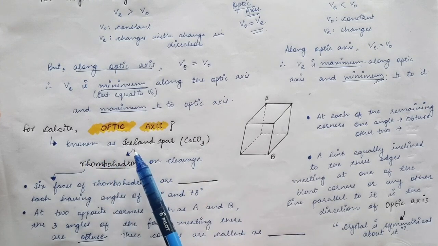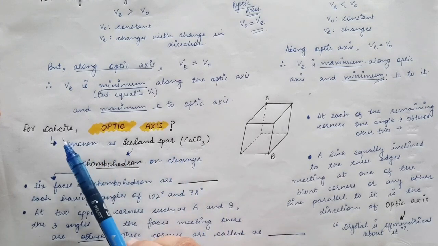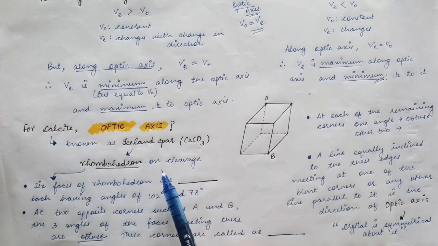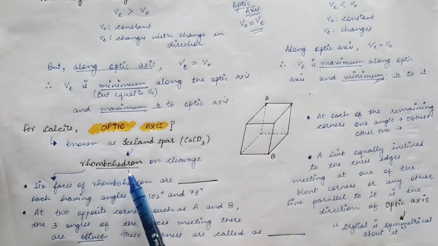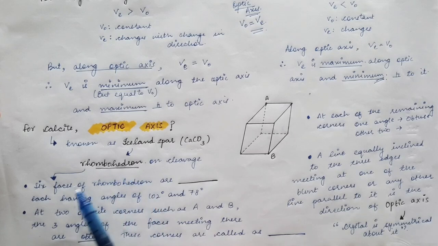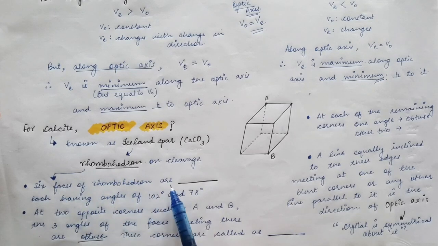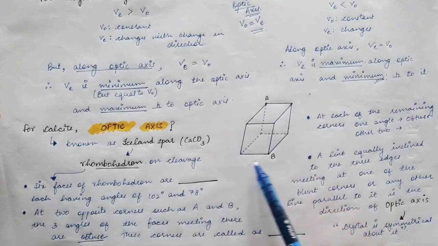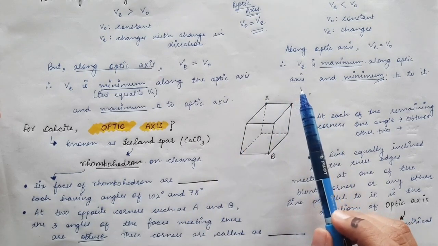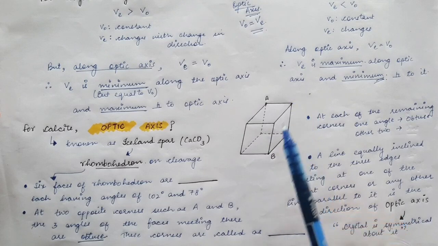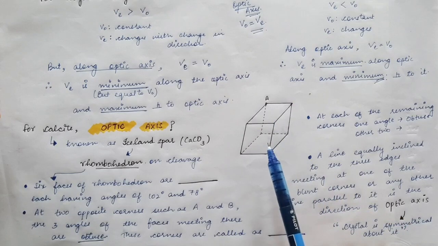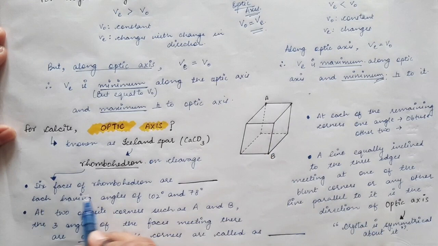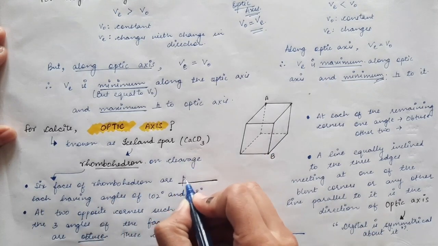It is also called Iceland spar, and this calcite crystal is a rhombohedron on cleavage. So when you cut the calcite crystal, it is in rhombohedron shape. Rhombohedron means that the 6 faces of the rhombohedron are parallelograms. Here I have shown the rhombohedron shape of the calcite crystal, and you can see that all 6 faces are in the shape of a parallelogram.